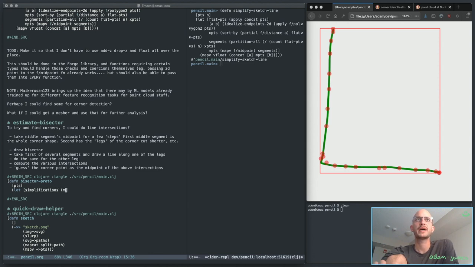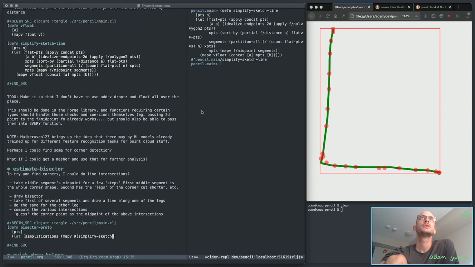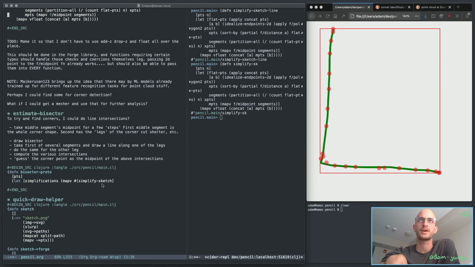Okay, simplifications. Map V, the function simplify sketch line. Oh, this is a bad name too. Let's just call it simplify SK sketch, and we'll just hope that I remember that for now. Okay, so we'll simplify the sketch with, do it like this, partial simplify sketch with the points there. And I'm going to map that over the range. Let's do 10.